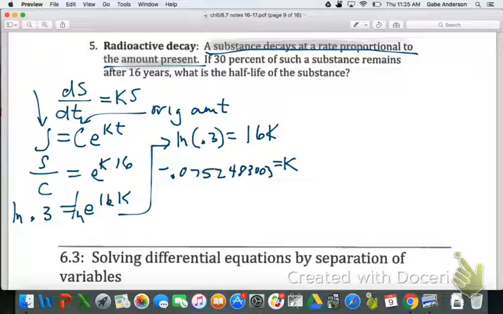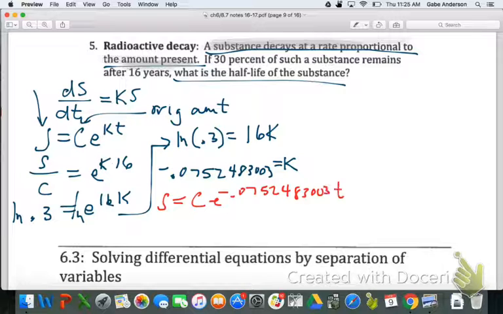Okay. So my final task is to answer the question, what is the half-life? I'm going to take that k value we just worked so hard to get, and write S equals C e to the negative 0.0752483003 t. Use your calculator to store that, and you don't have to write it out every single time. Half-life is a time unit. It is the time needed for the substance to decay to half of what it was originally.